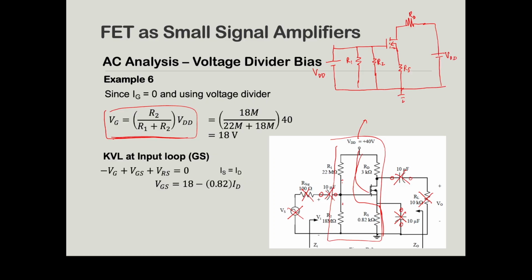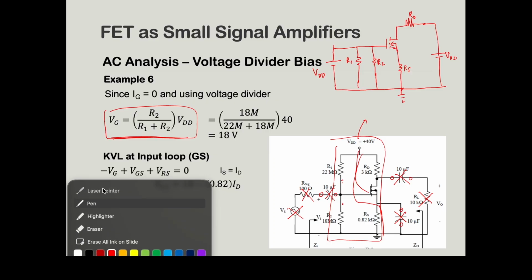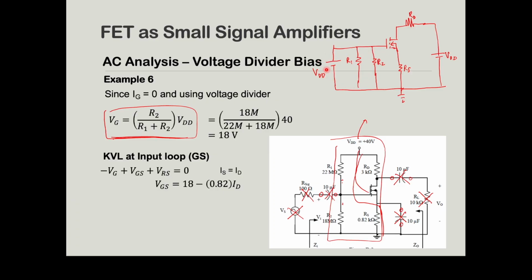If you look at this area, this is actually a Thevenin, where we can simplify this, and find the value of voltage VG at this particular terminal, at the gate terminal. So how do we get that?